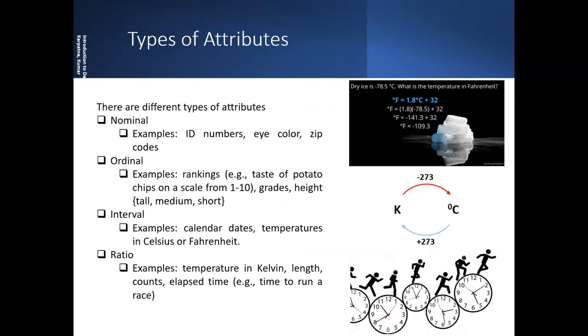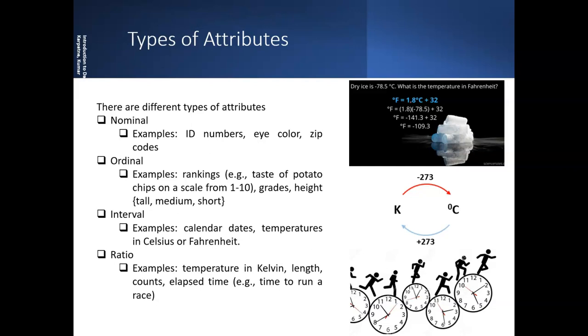So the types of attributes we have: as I told you, it could be nominal, meaning there is no order, like for example eye color, zip code, etc. Ordinal means when there is an order, like for example taste of potato chips on a scale of 1 to 10, grades of the students, or height, either tall, medium, or short. Interval are numbers where zero is not the real zero. For example, calendar dates, where there is an interval with a shift of 1 day.